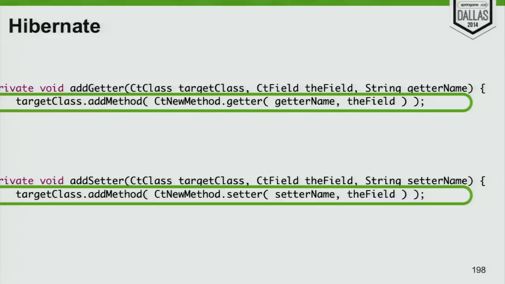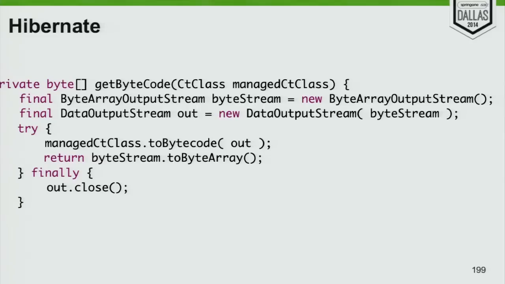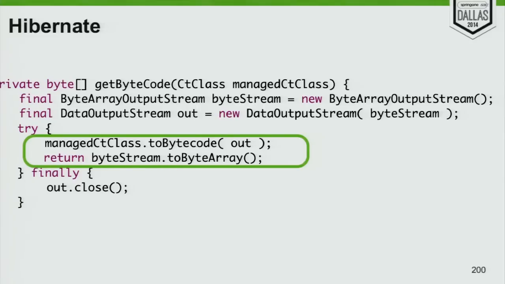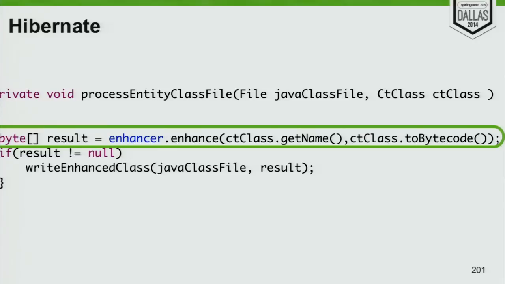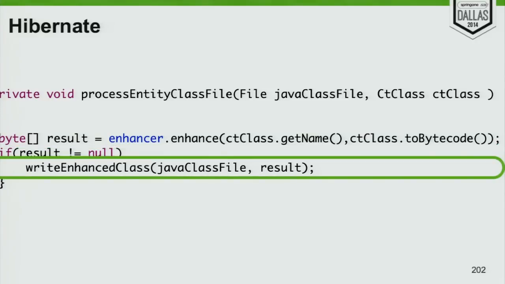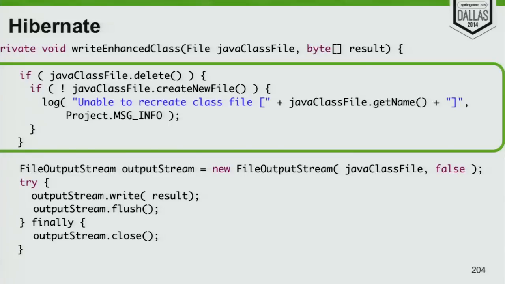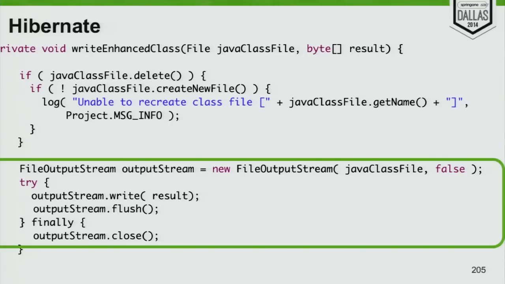So in this enhancer class, there's a lot of manipulation. Hibernate adds a lot of fields, it adds a lot of methods, and once you're done, it then converts it back to a byte array. And in this case, it'll then write out that enhanced class. So it deletes the old one, writes the new one, and then it's done. So I encourage you to go look at that class. It uses the insert before, the insert after, it adds fields, it adds methods. It's a great place to look for examples of Javassist.